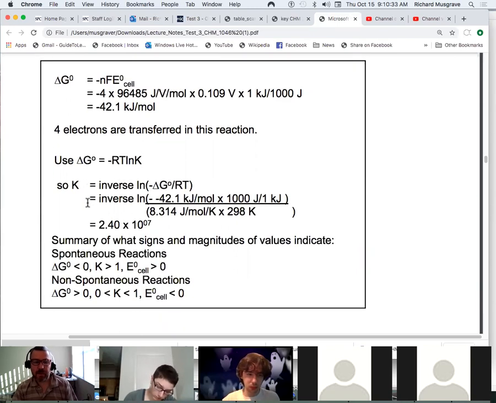Now, back a couple of days ago, I showed you the link between delta G and K. And we can calculate K using this equation here, delta G equals negative RT ln of K. And that allows us to calculate K.